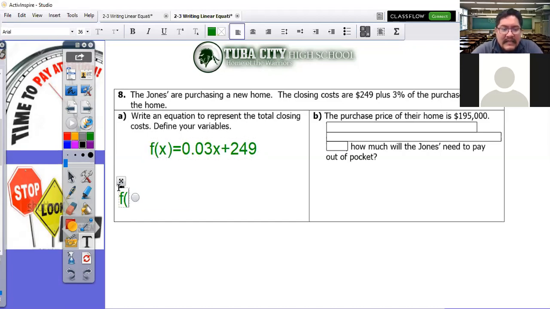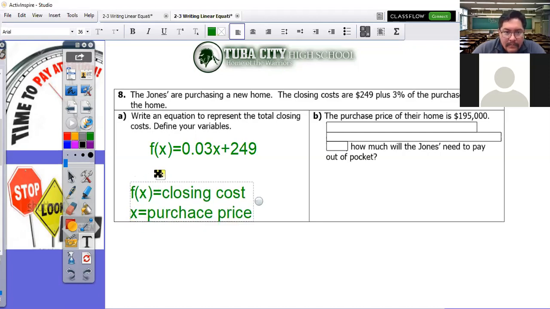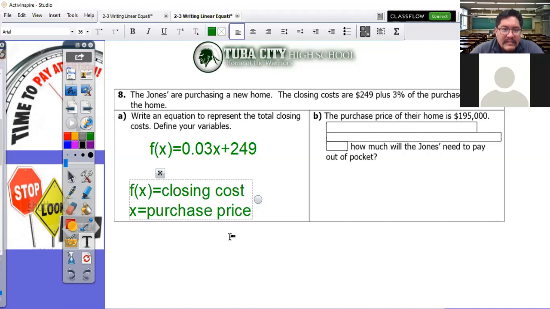Now let's go ahead and identify the variables, because that's what it says to do. So f of x is going to be what they call the closing cost. Let's see what we got here. And that would mean x is going to be the purchase price. That's the word they use. So let's just keep the words the same. And again, purchase price means how much they're asking for the house, the dealership, the people that sell the house.